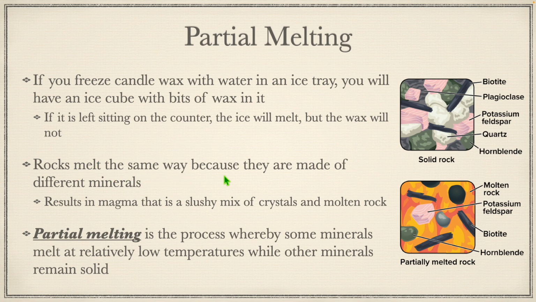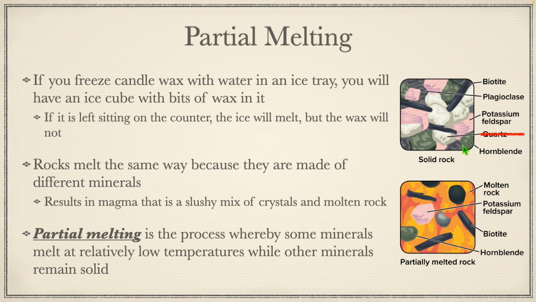Rocks melt the same way because they're made of different minerals, and those different minerals have different melting points. So this results in magma that's a slushy mix of crystals and molten rock, because some of those crystals have higher melting points and the molten rock is not hot enough to melt those. Okay. So for example, here we have solid rock, which has biotite, plagioclase feldspar, potassium feldspar, quartz and hornblende. As you start to heat that rock up, different things are going to melt.